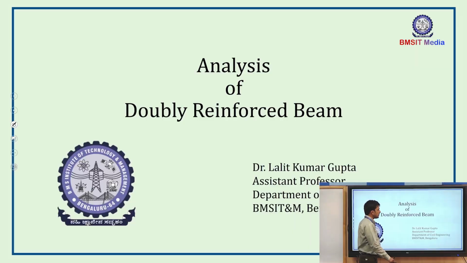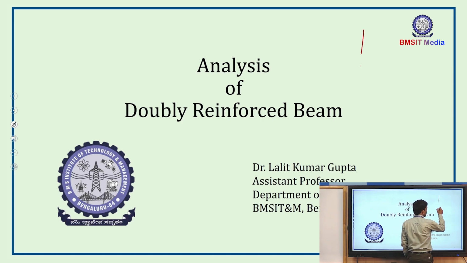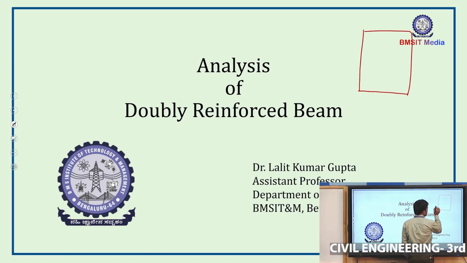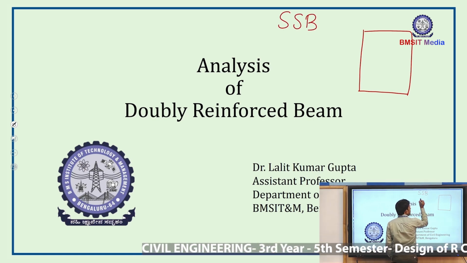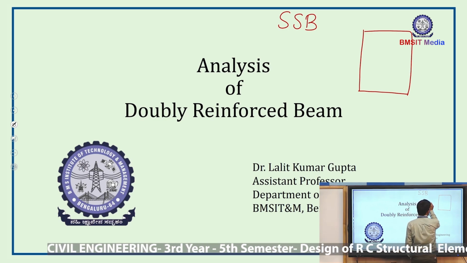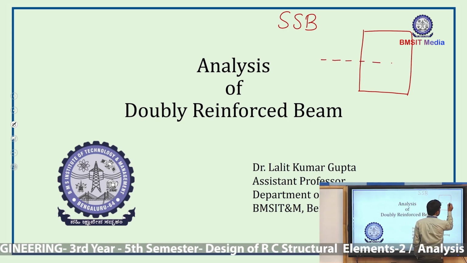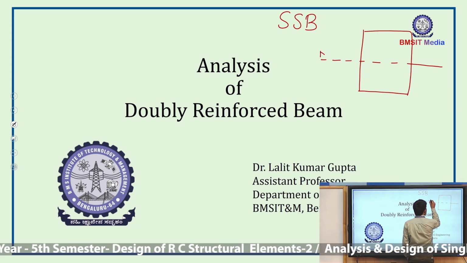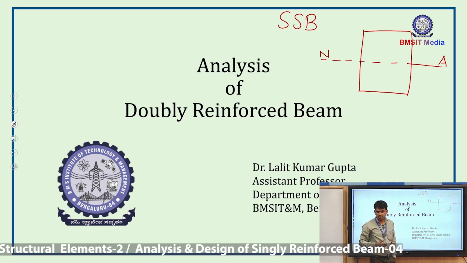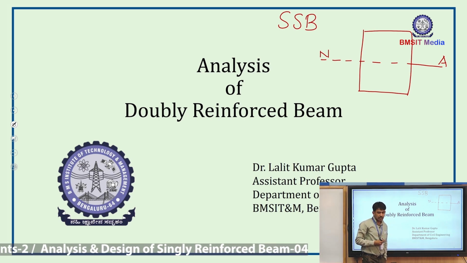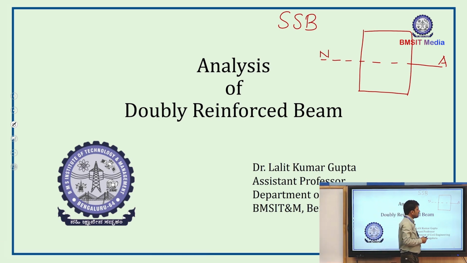In the doubly reinforced beam, consider that this is the cross section of a beam, and consider it as a simply supported beam. In this simply supported beam, we have a neutral axis. The neutral axis is an imaginary line which divides the section into two zones. I already discussed this with you in the analysis of the singly reinforced beam. One is the compression zone, the second is the tension zone.